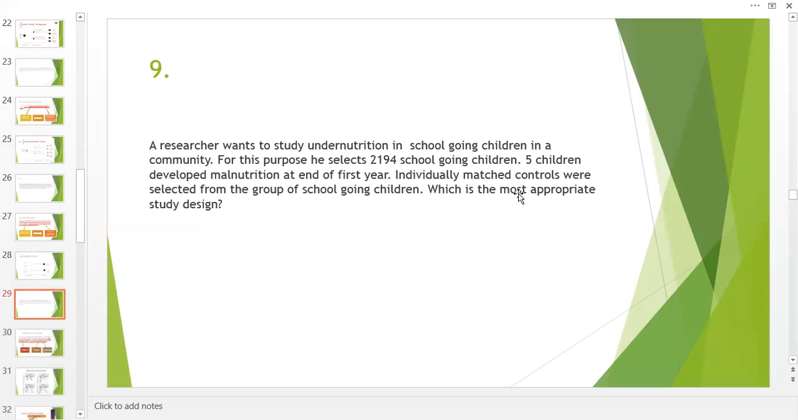Scenario number 9, a researcher wants to study undernutrition in school-going children in a community. For this purpose, he selects 2,194 school-going children. 5 children developed malnutrition at the end of the first year. Individually matched controls were selected from the group of school-going children. Which is the most appropriate study design?